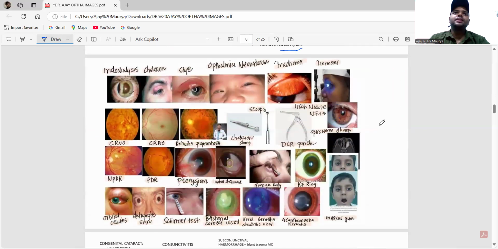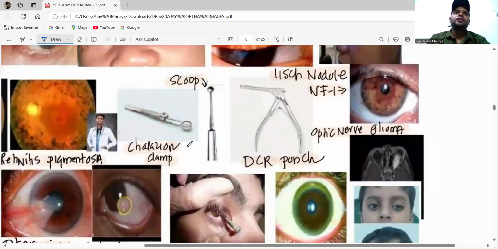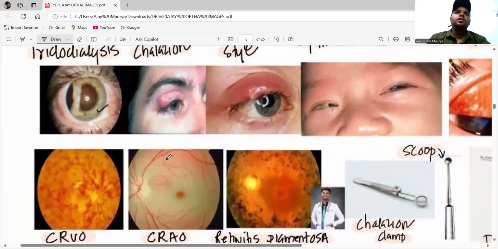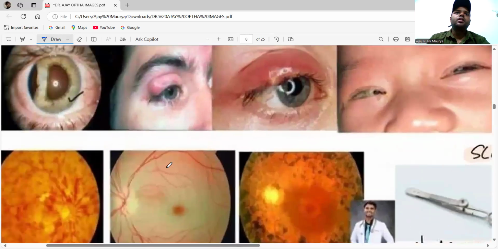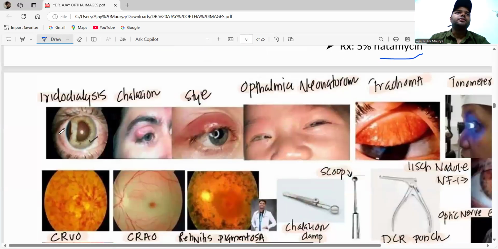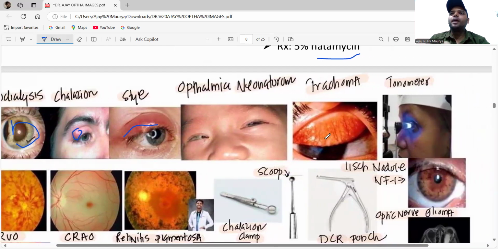Next one is these images, guys. This is the D shape, this is the iridodialysis. This is the chalazion. Is a chalazion painful or painless? It is painless. A stye is very painful. This is ophthalmia neonatorum, I will talk about this one. This is the trachoma.